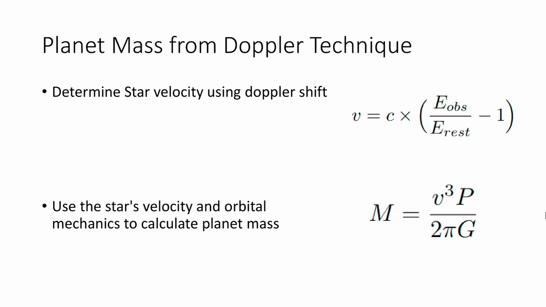Then combining some equations about orbital motion, using the velocity of the star, the period of its orbit, and some constants like pi and the gravitational constant, you can calculate what mass of exoplanet you needed to cause the motion of that star. And so using this equation, you can calculate the mass of the exoplanet.